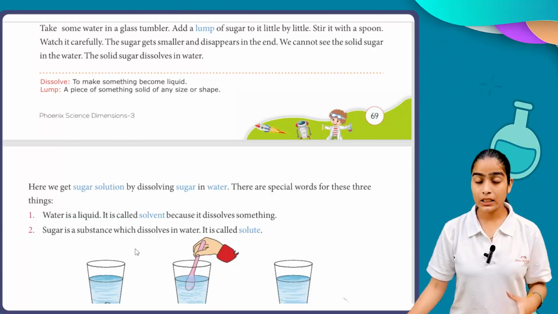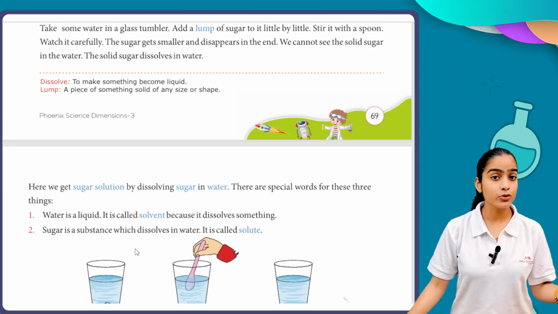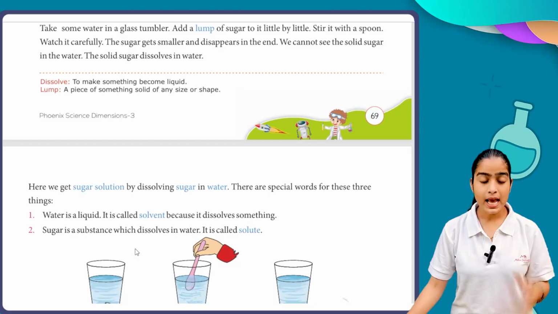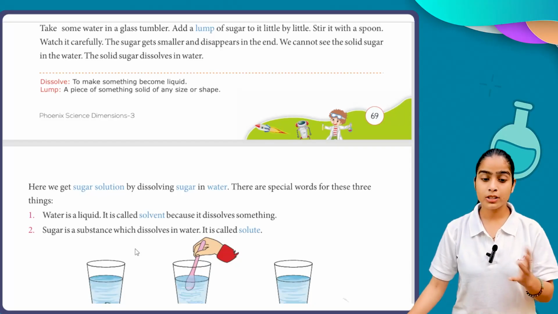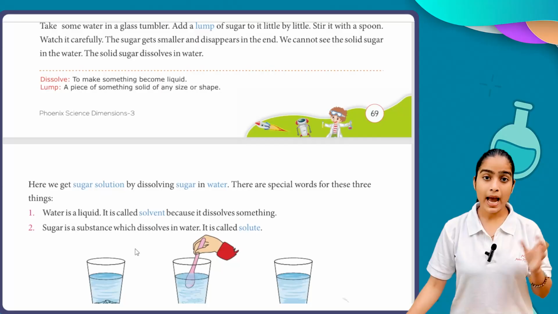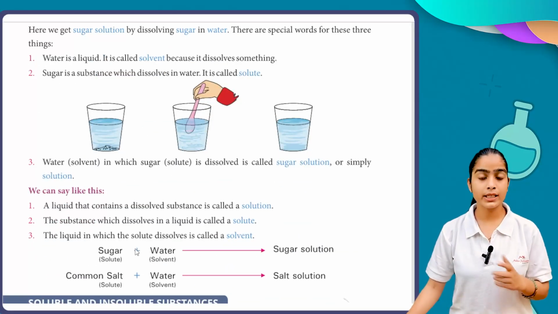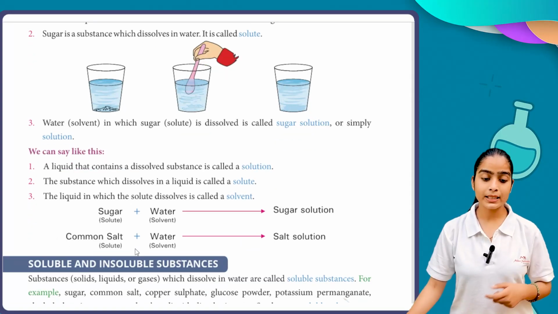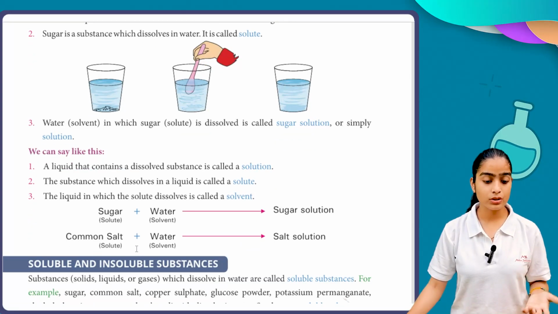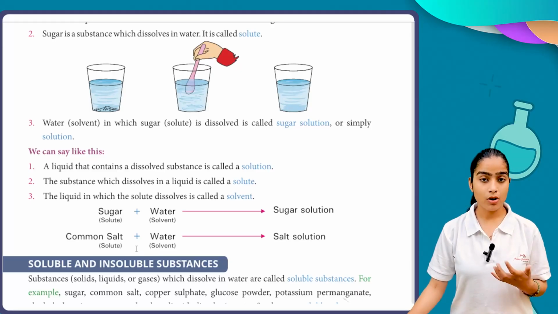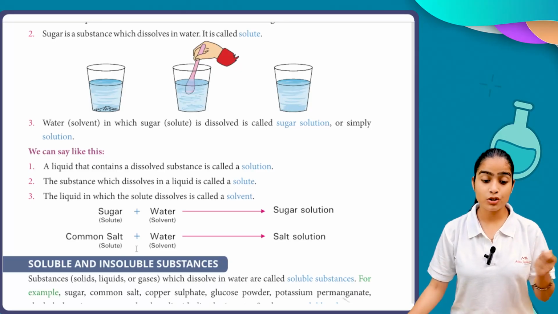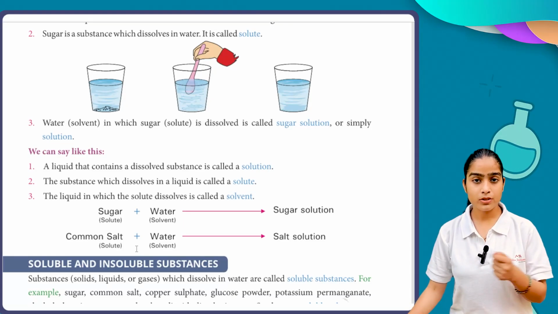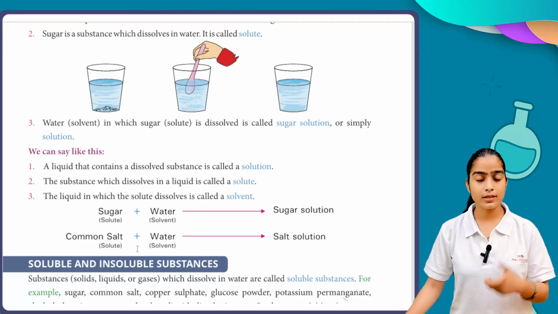Whenever anything dissolves in another liquid, the dissolving liquid is referred to as the solvent, and the thing which is dissolved in the water is referred to as the solute, and the mixture of solute and solvent is referred to as the solution. So we can say it like this also: a liquid that contains a dissolved substance is called a solution. The substance which dissolves in a liquid is called a solute, and the liquid in which the solute dissolves is called a solvent. So sugar plus water is a sugar solution and salt plus water is a salt solution.